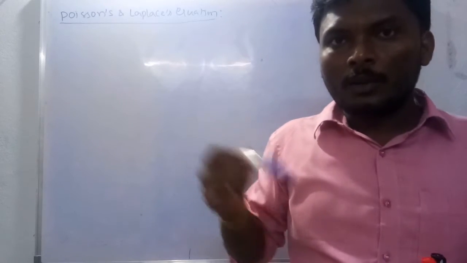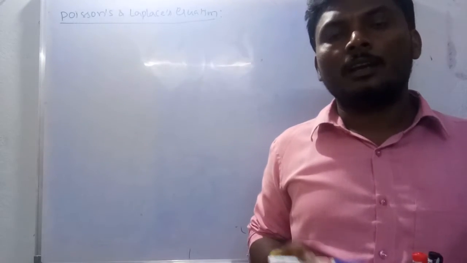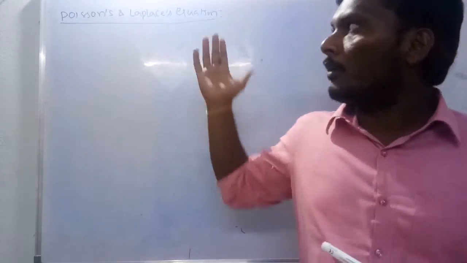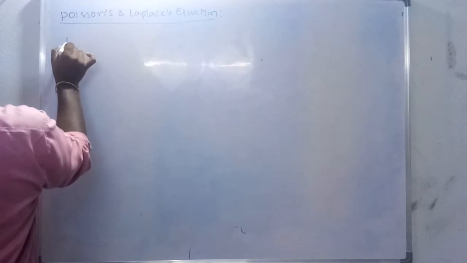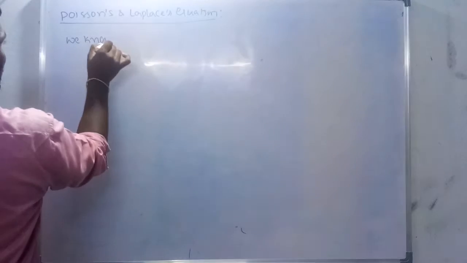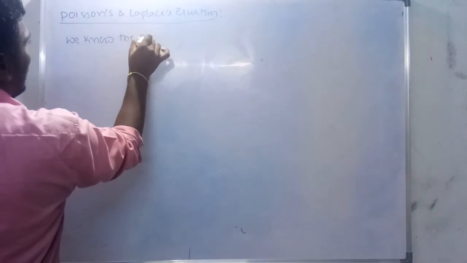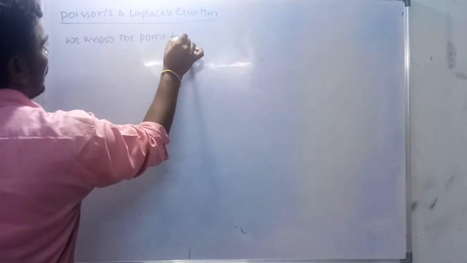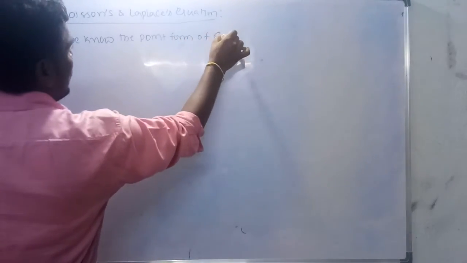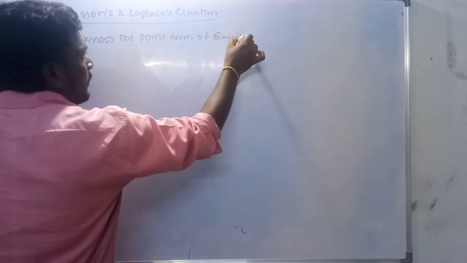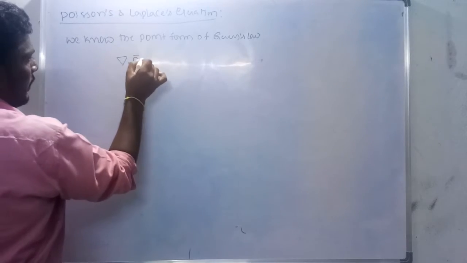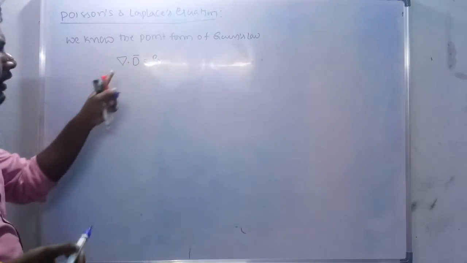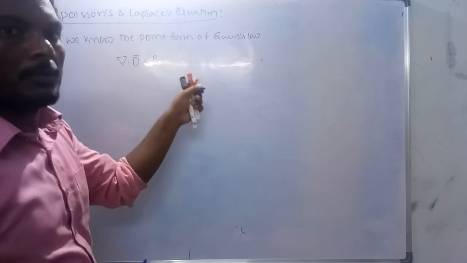So for boundary value problems, the electric field intensity and electric flux density will be calculated with the help of Poisson's equations. Now we will try to derive the Poisson's equation. Okay, so we know the point form of Gauss law. What is the point form of Gauss law? That is del dot D bar is equal to rho v, or divergence of electric flux density is equal to the volume charge density.